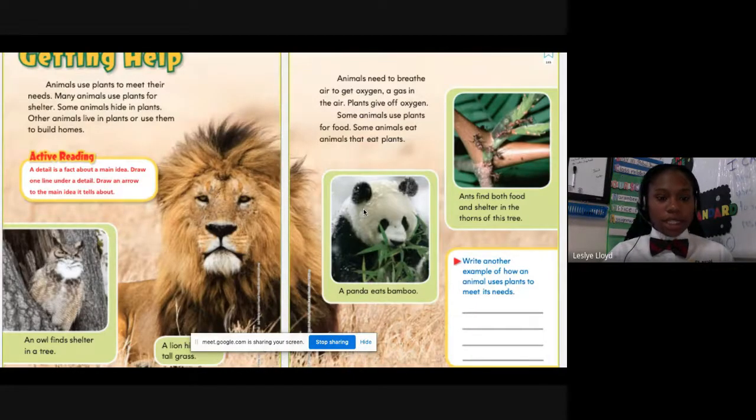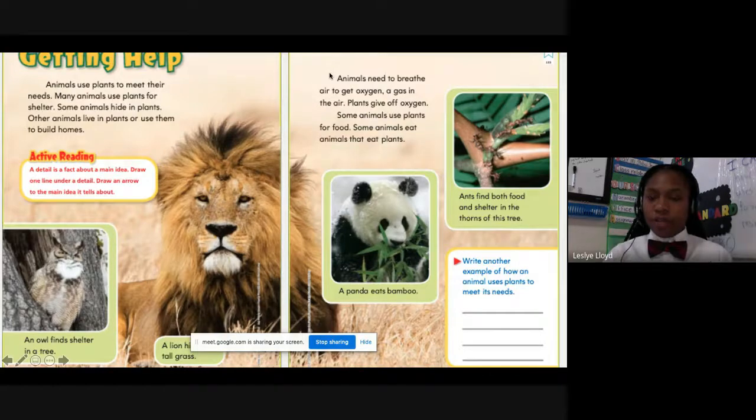This page is titled Getting Help. Ms. Lloyd is going to start reading right here. Animals use plants to meet their needs. Many animals use plants for shelter. Some animals hide in plants. Other animals live in plants or use them to build homes. Now we're going to go over some animals and how they use plants for shelter. An owl finds shelter in a tree. A lion hides in tall grass.